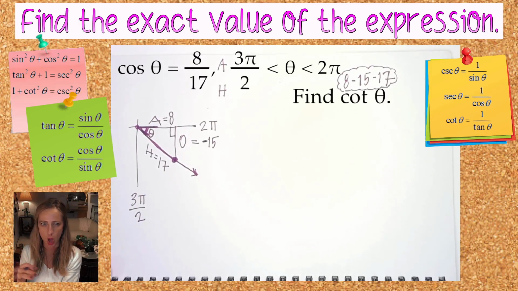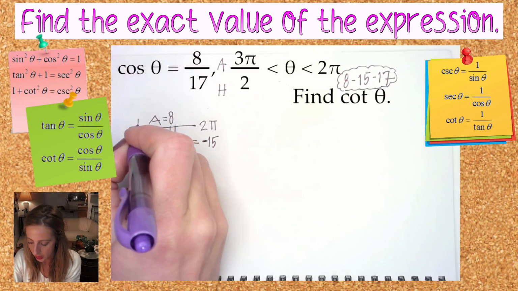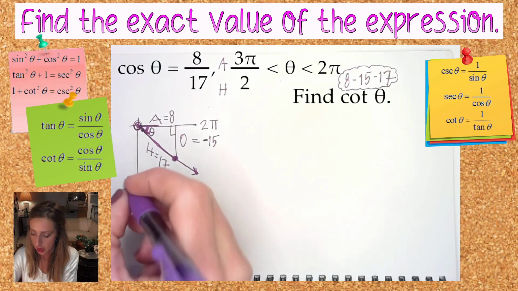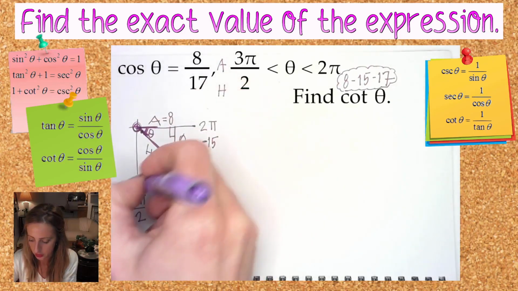Is this on the unit circle? No way. The unit circle has a radius of 1. It's an itty bitty circle in relation to this circle. If I were to draw a circle over here, this would be much larger.